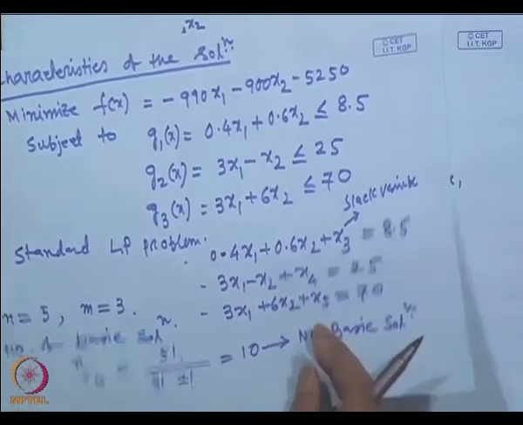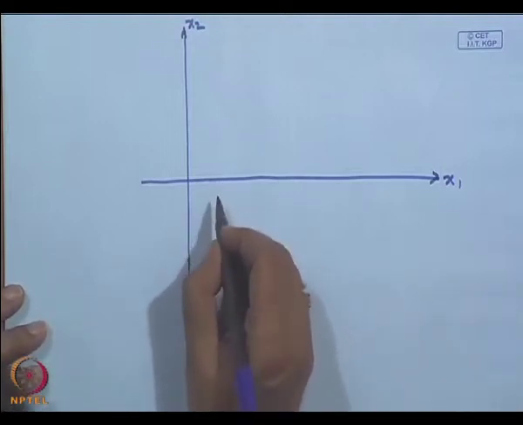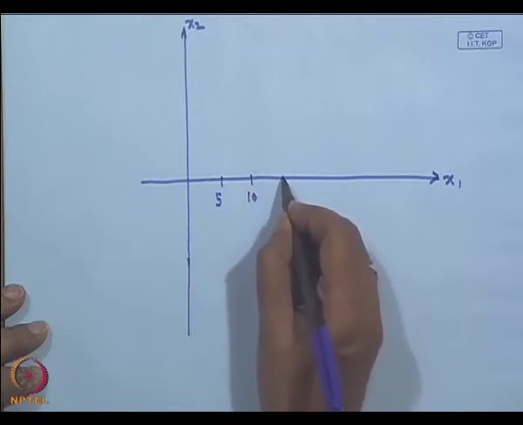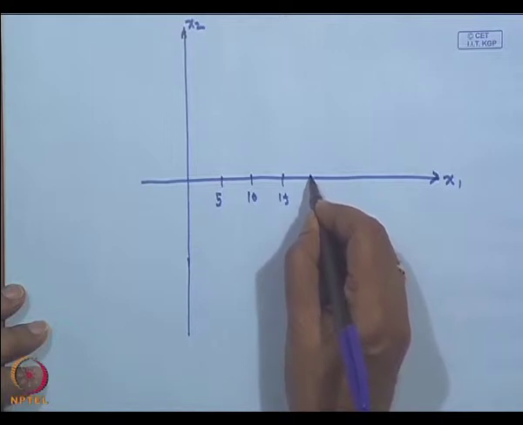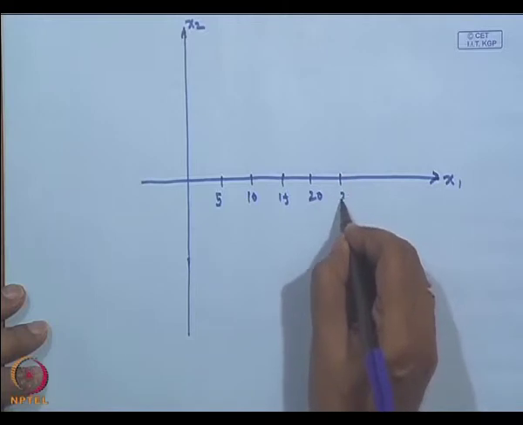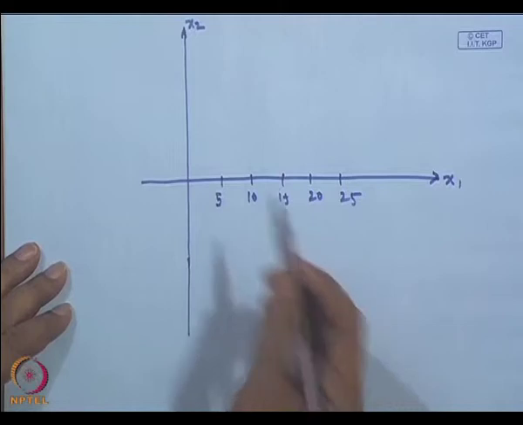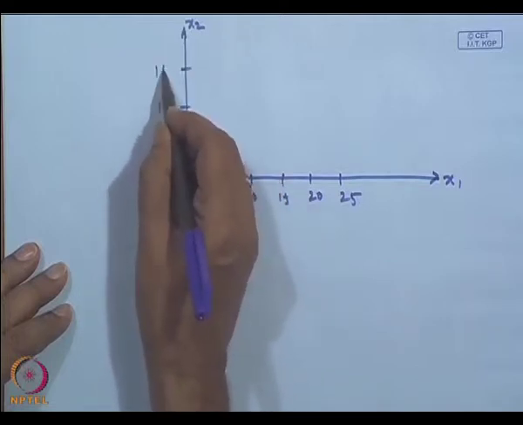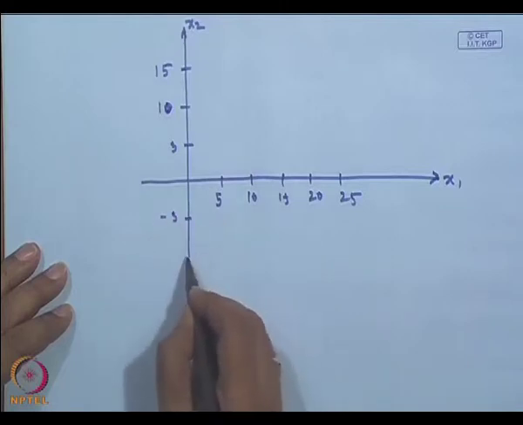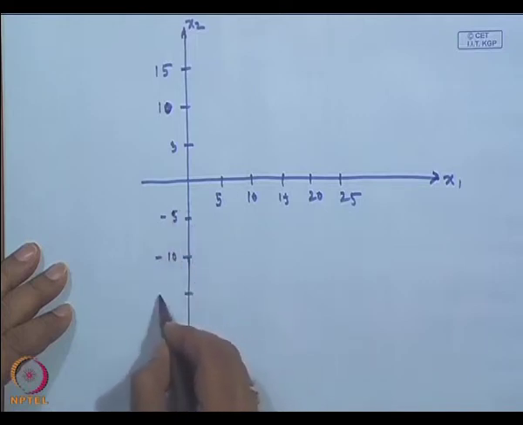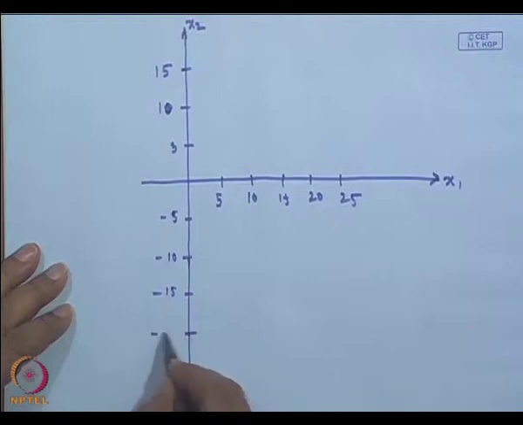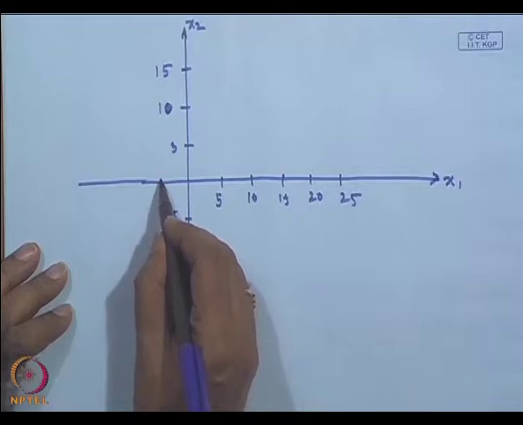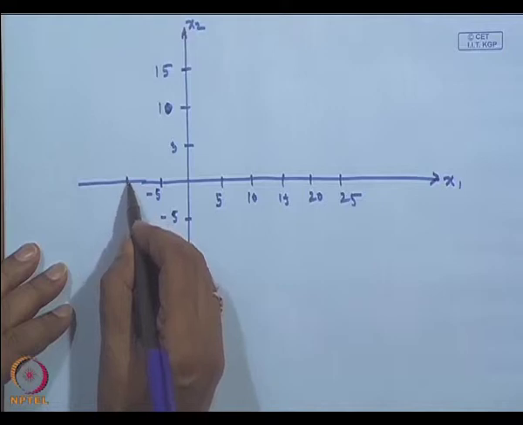Let us first plot g 1 of x. Before that, I am marking the axes: 5, 10, 15, 20 and 25 on one axis, and similarly 5, 10, 15 on the other, and minus 5, minus 10, minus 15, minus 20 and minus 25, and let us go to minus 10.